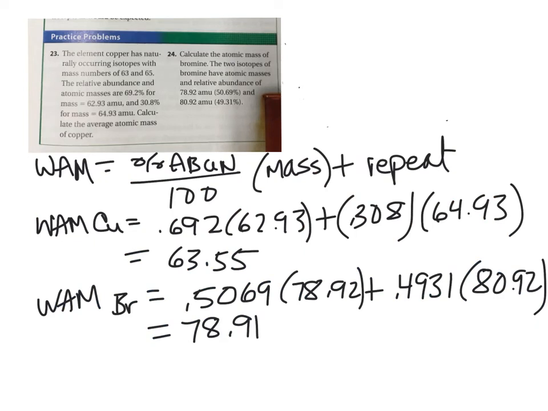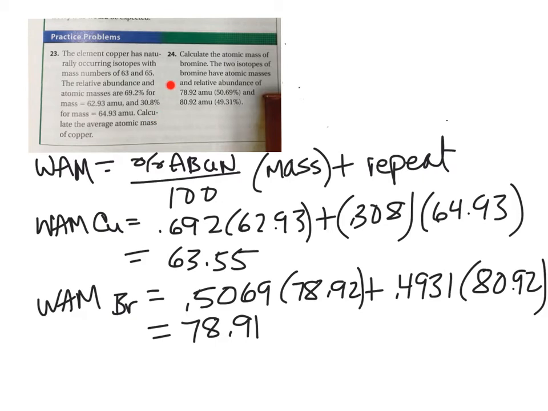So to find the weighted average mass, you take the percent abundance of each isotope divided by 100, multiply it by the mass of the isotope, and you keep doing that with all the isotopes that are associated with the element. In these 2 problems it's 2, but in other problems you'll have 3 or 4 or 5.